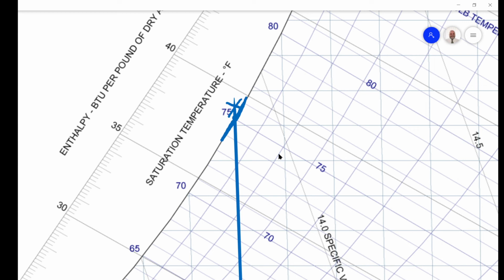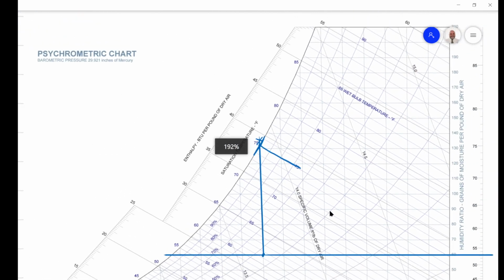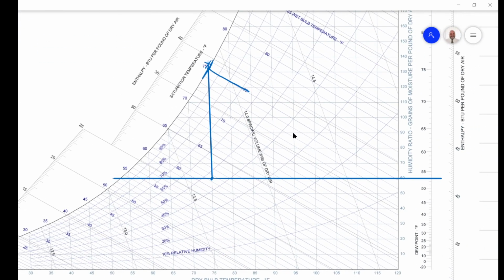And if I do go to the saturation line, you see that I have hit the wet bulb temperature of 75, meaning this is a conclusion that if you have the wet bulb temperature and dry bulb temperature the same, you are at saturation. Another example is here, 65 wet bulb, and look here, 65 dry bulb. That's saturation. That's why that point is on the saturation line.